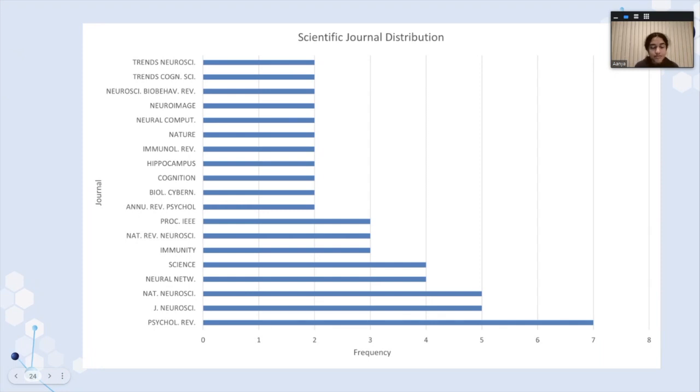This plot shows the distribution of the scientific journal. As you can see, Psychological Review shows up the most frequently in searches related to computational models of learning and memory. It is a bi-monthly peer-reviewed academic journal that covers psychological theory. There are 2 runner-ups, the Journal of Neuroscience and Nature Neuroscience. Both are scientific journals that focus on neuroscience.